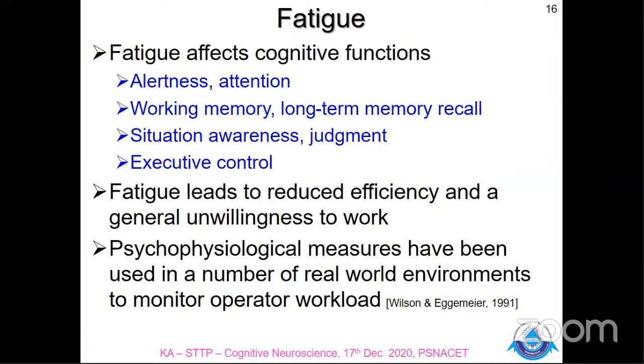So how does fatigue affect cognitive function? If fatigue affects the mental side, we talk about mental fatigue, not physical fatigue. The reason is that today's topic is cognitive; my session is only on cognitive. So we mainly concentrate on the brain only, not on muscle-related musculoskeletal issues. Whenever fatigue affects cognitive function, alertness, attention level, working memory, long-term memory recall, situation awareness, judgment, and executive control are all affected. So this is about mental fatigue.